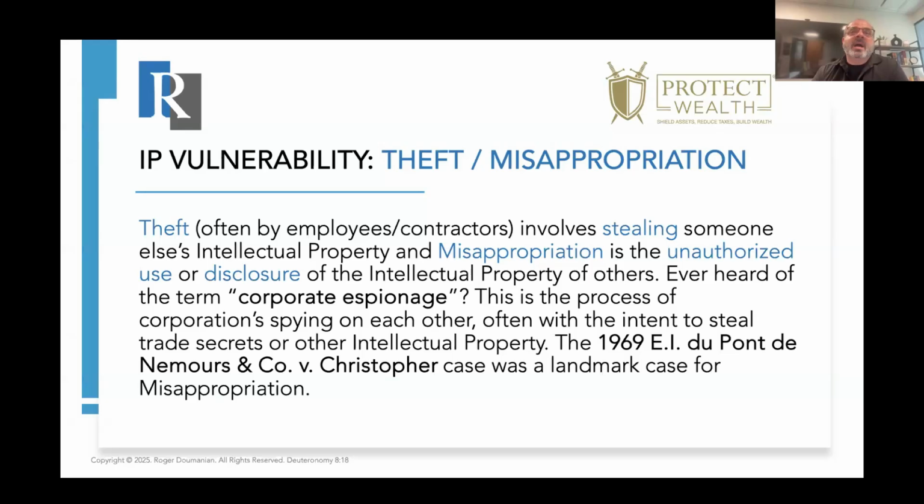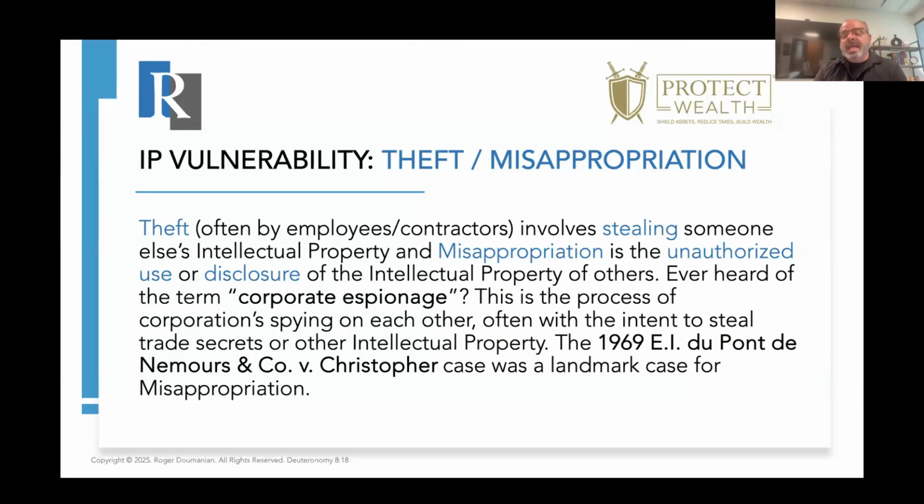This is the process of corporations spying on each other, where they send people to work for each other. They send people as service providers into each other's businesses. And the intent behind that is they want to steal each other's trade secrets, right? And people go to, believe it or not, great lengths to steal intellectual property from each other.